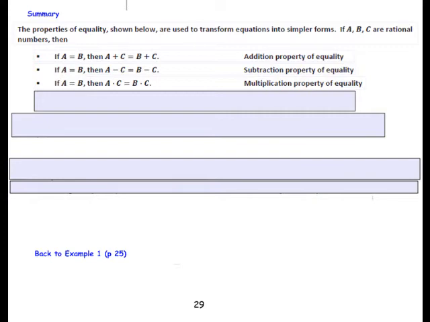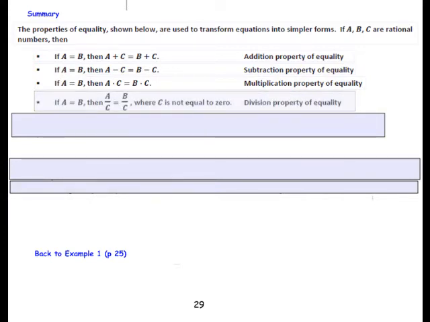There's one more property of equality that we're going to go over, and this is the division property of equality. If you start out with two terms that are equal, and you divide both sides of the equation by the same number, where C is not equal to 0, because remember, you cannot divide by 0, then the equation remains true. This is called the division property of equality.